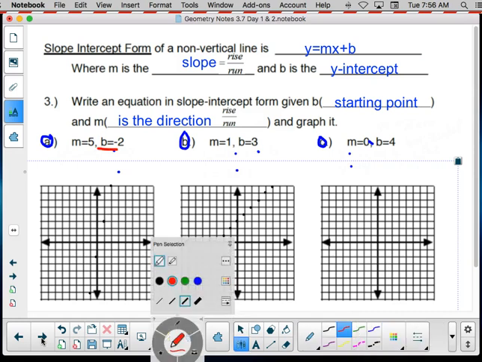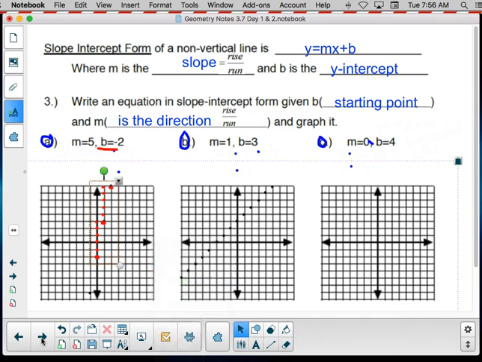Okay, so I'm going to go down my graph. I've got negative 2, and I'm going to go up 5: 1, 2, 3, 4, 5 over 1. And then up 5, 2, 3, 4, 5 over 1. And I'm going to make a line on that.